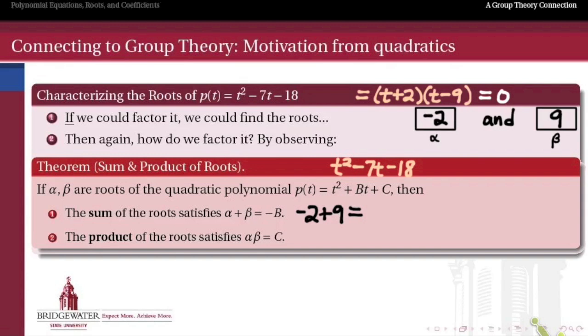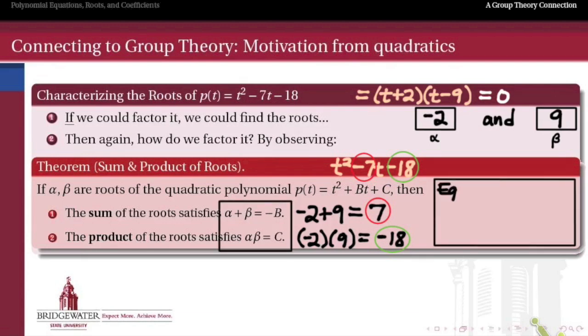So negative 2 and 9 are my two roots, and sure enough, if I add them together, I get positive 7, which is the opposite of the coefficient of t in my polynomial. Likewise, if I multiply my two roots, negative 2 times 9, I get negative 18, which is exactly the constant term in my original polynomial.